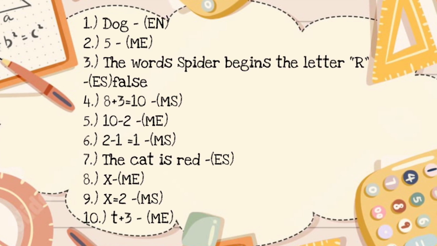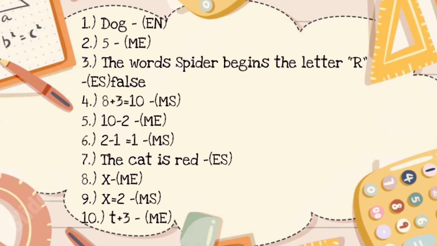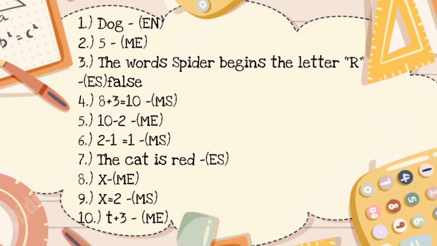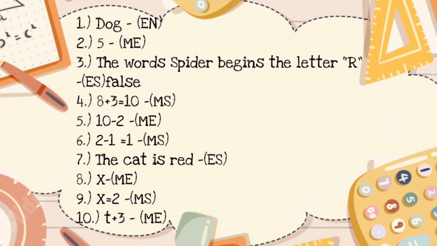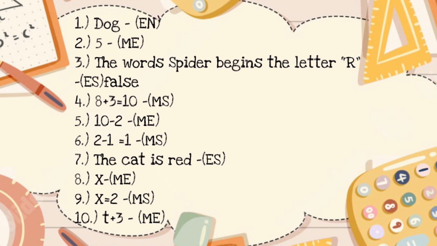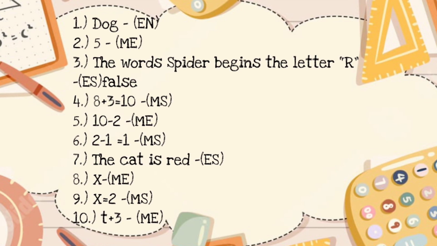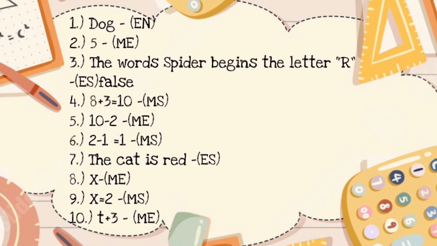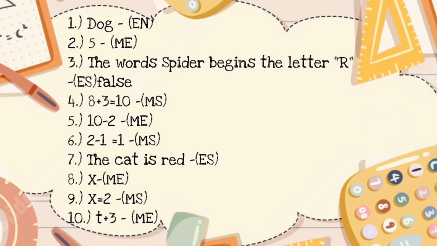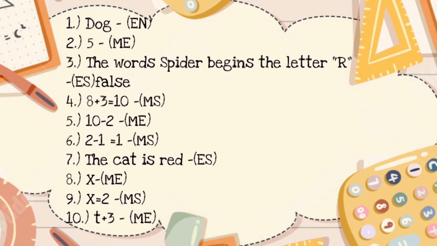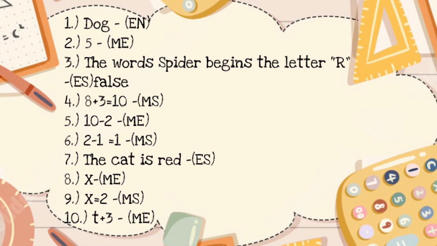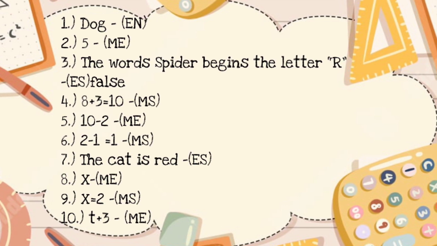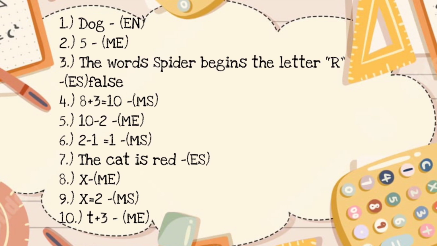So, number 4, 8 plus 3 equals 10. So, ang sagot dyan is MS dahil ang equal ang ginamit nating verb. So, number 5 naman ang sagot is ME or mathematical expression because 10 minus 2, wala naman siyang ginamit na verb. So, number 6 naman is MS. So, number 7, the cat is red. ES siya because that is example of English sentence. And then, ang verb na ginamit naman natin dito is yung is.